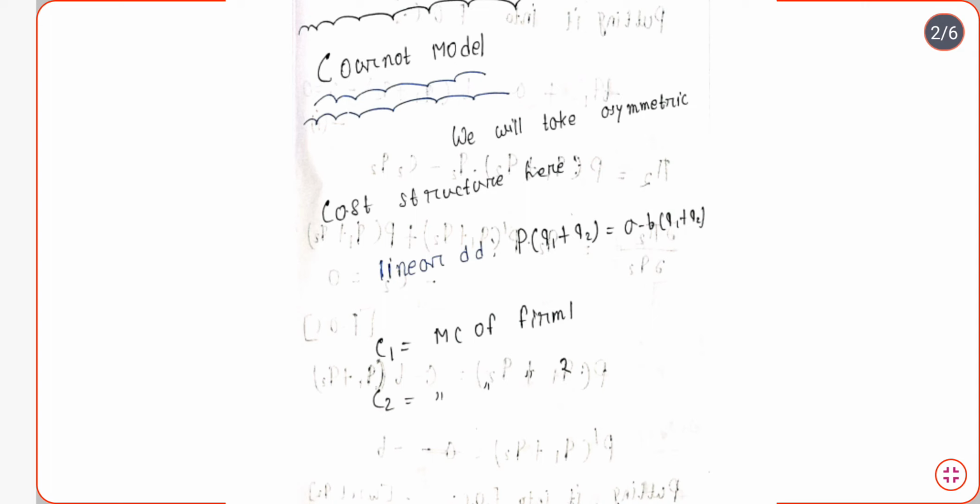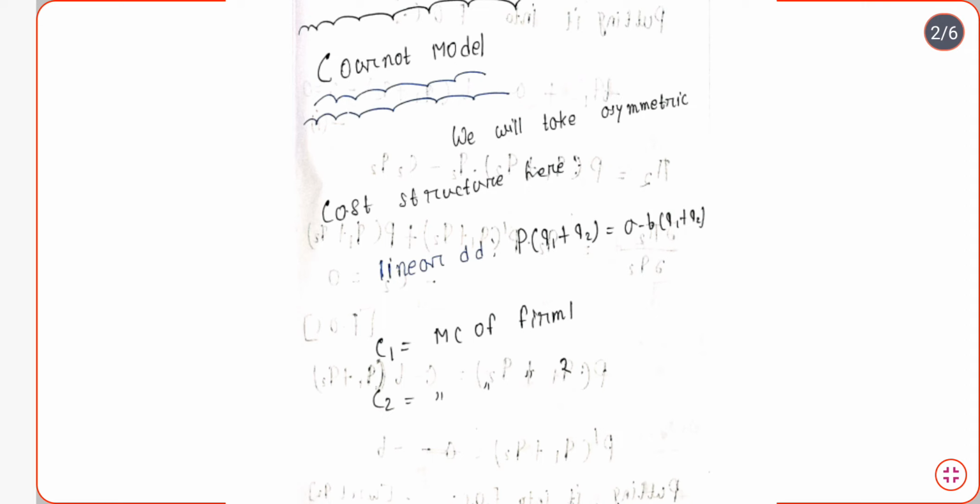What will be the price in the Cournot model, or the market price, or the market output or profit? So we are going to discuss these topics in today's video, where we are taking an asymmetric cost structure. What is asymmetric cost structure? Well, it is a cost structure where the costs, or marginal costs, of the firms are not equal.